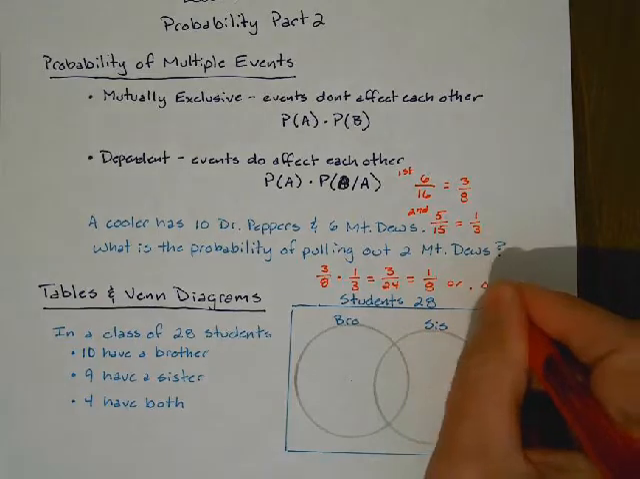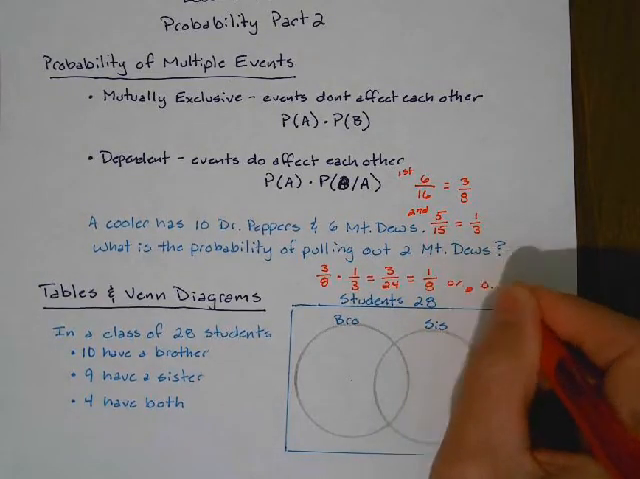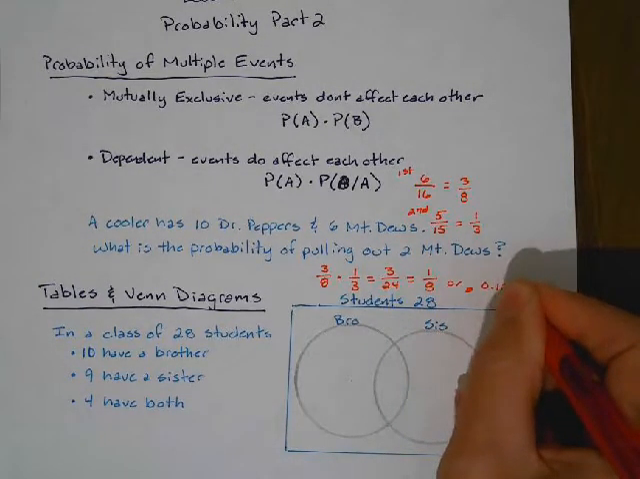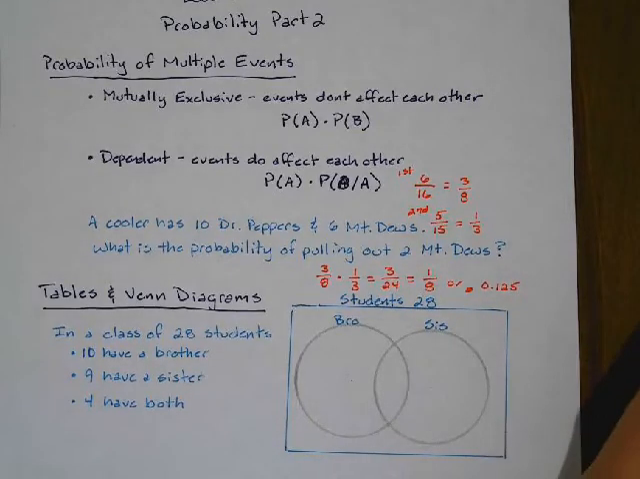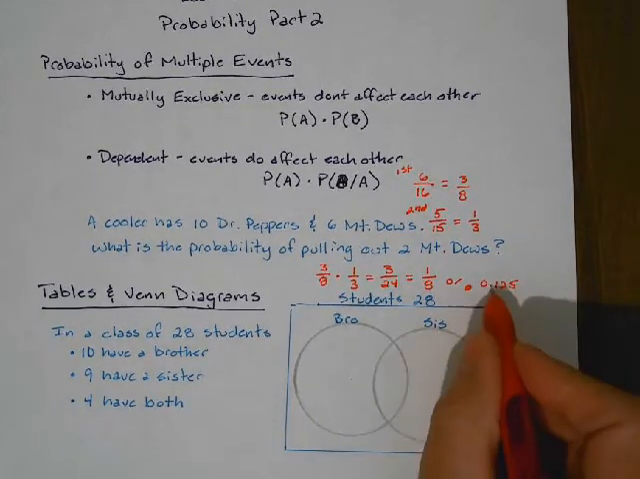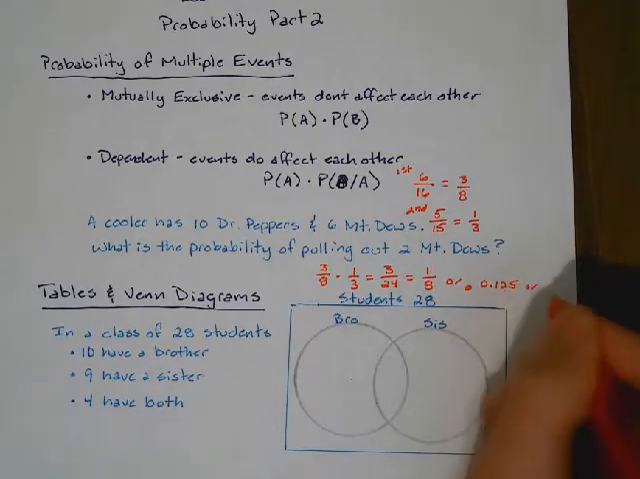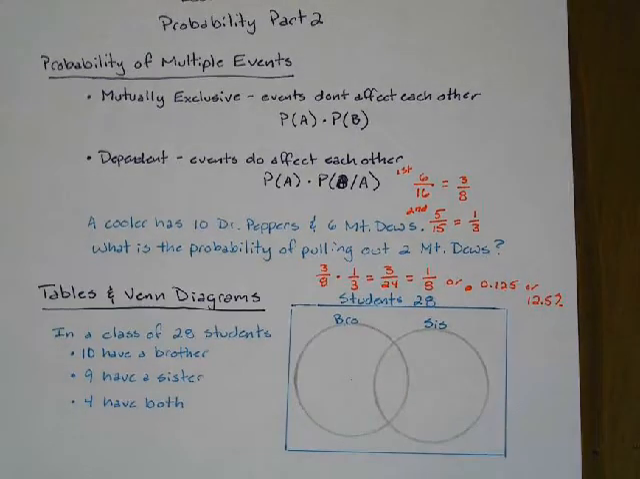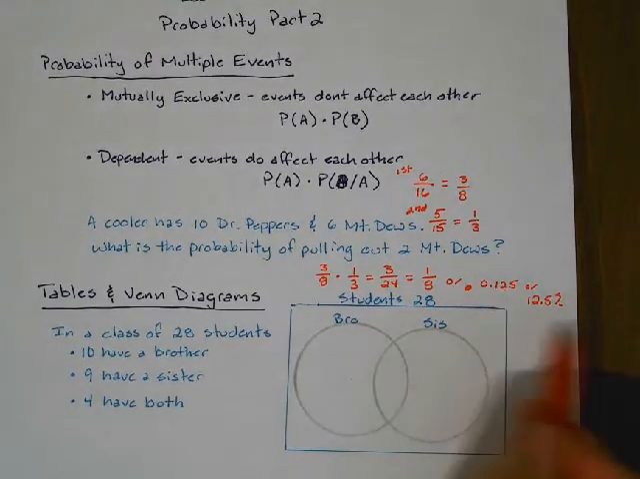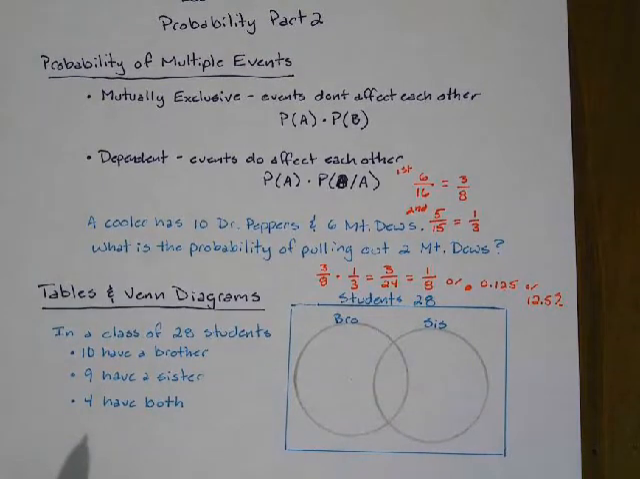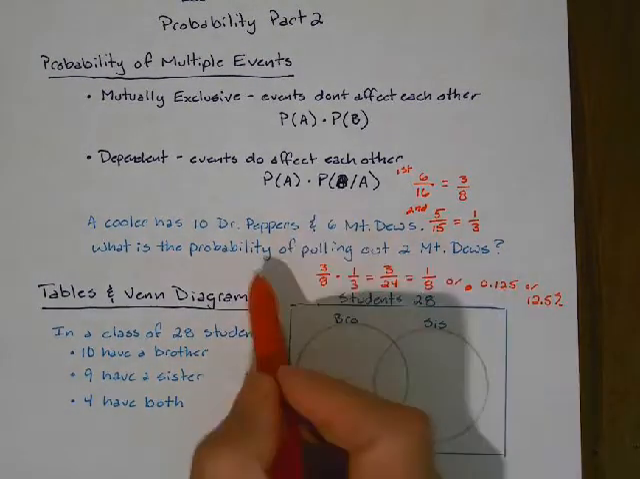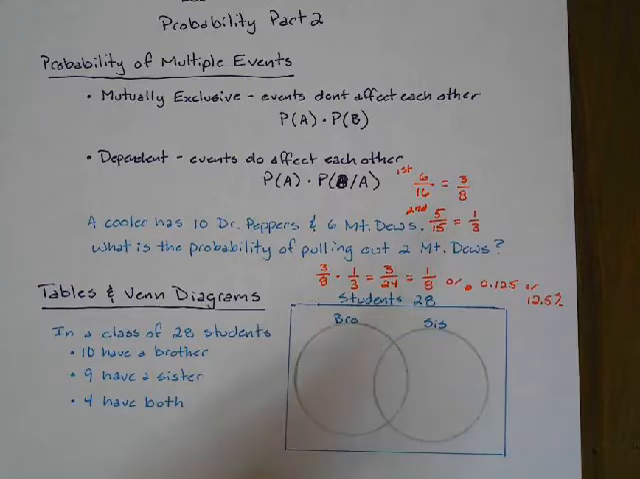0.125. Now sometimes they ask you to write this as a percentage. As a percentage, you just move this over 2 spaces and you'd say this is 12.5% of the time. So you just move that decimal over 2 places and that gives you the percentage of it. Okay, so you just multiply the first probability times the second probability.